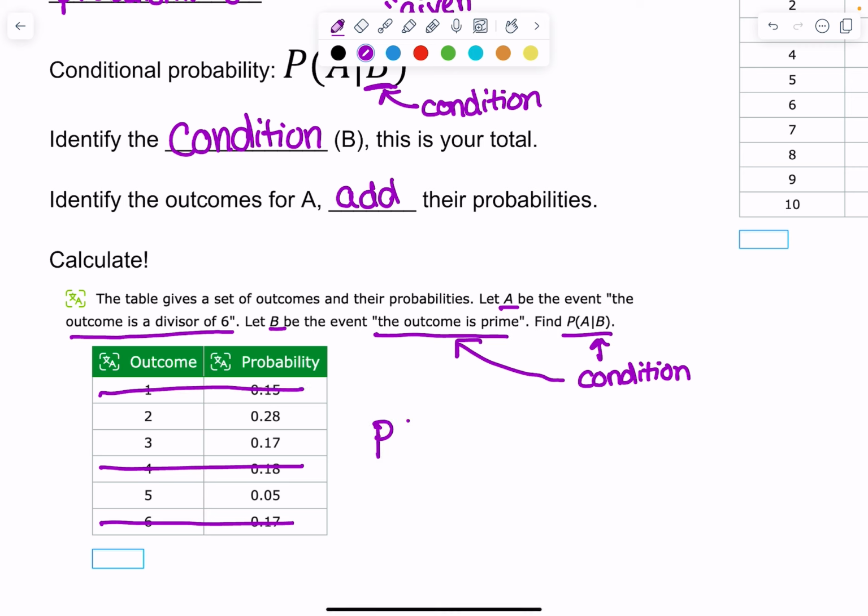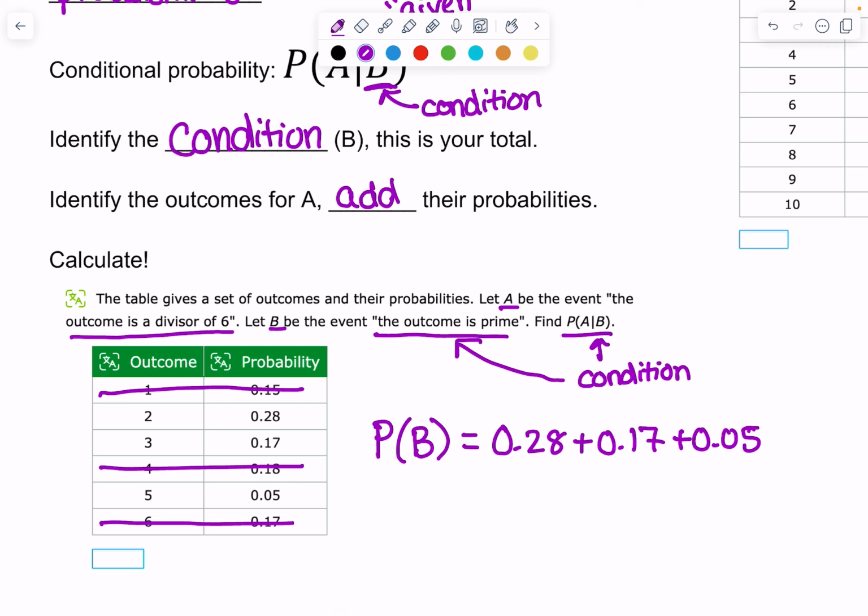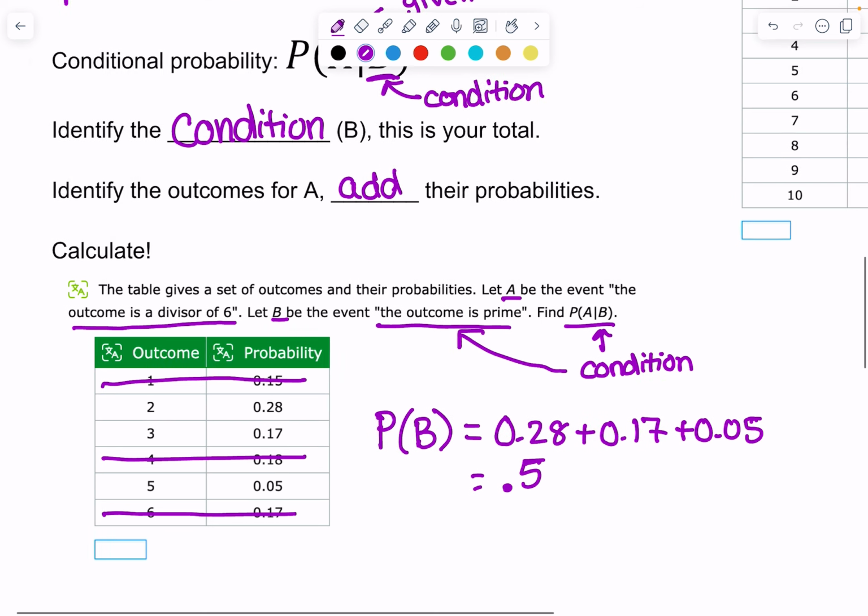So my total for the probability of B by itself for my condition is going to be that 0.28 plus 0.17 plus 0.05. It's what's left over. So if we do that addition, we have 0.5. So the probability of just the outcome being prime is 0.5.